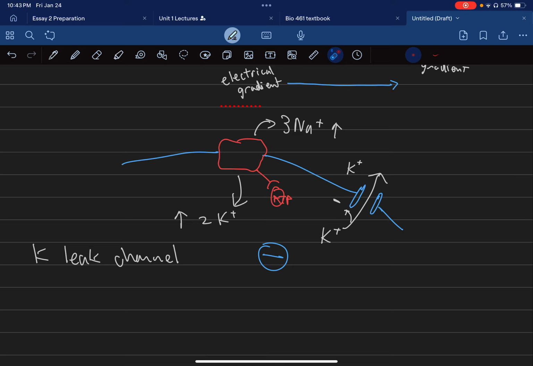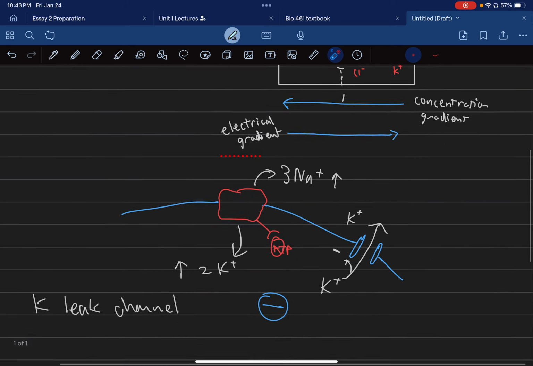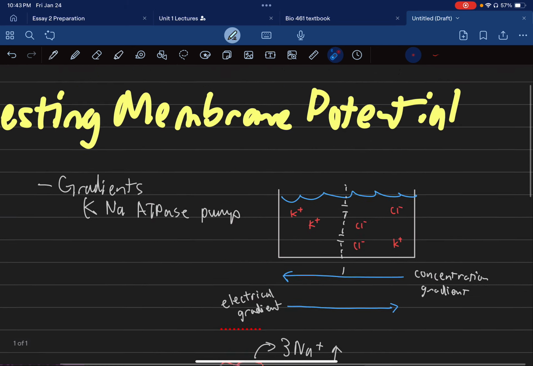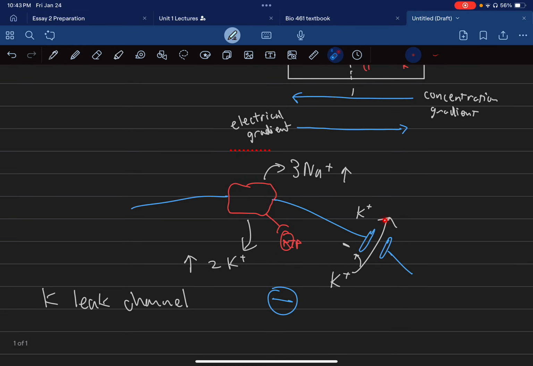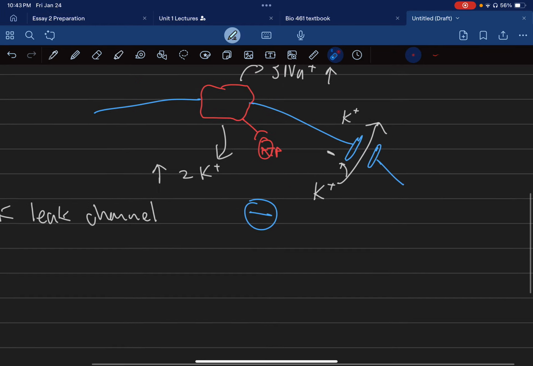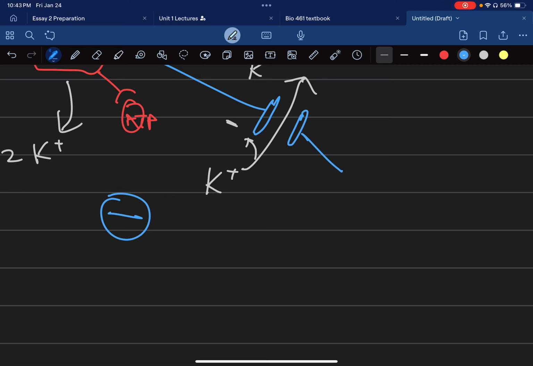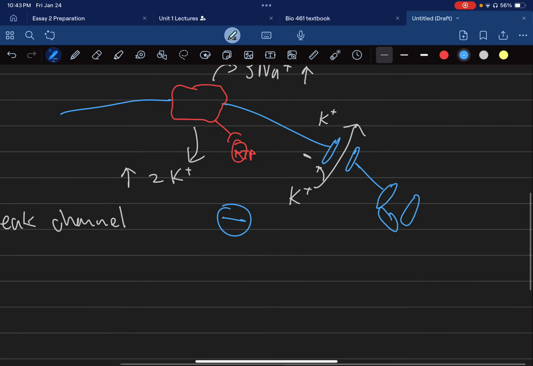Potassium wants to leave. Obviously, not all of it can leave due to what we talked about up here, because of its electrical gradient, but its concentration gradient is going to want it to leave. And this is not the only channel. There's also gated channels, and one gated channel that's important is the sodium leak channel. And what happens with the sodium leak channel? Sodium wants, not Ca, Na wants to get into the cell, but it cannot.